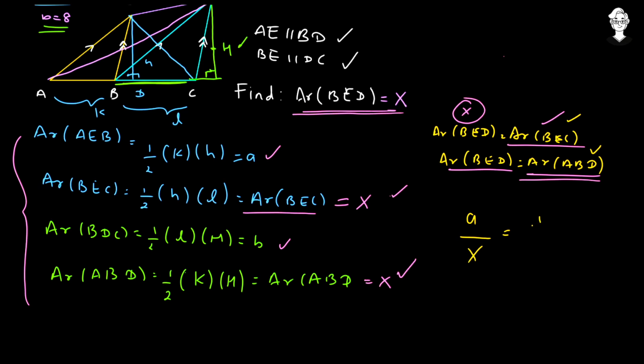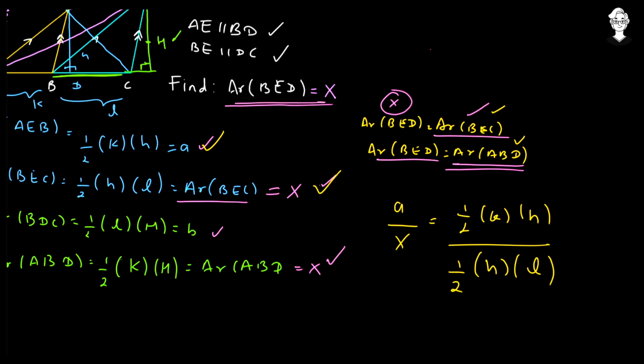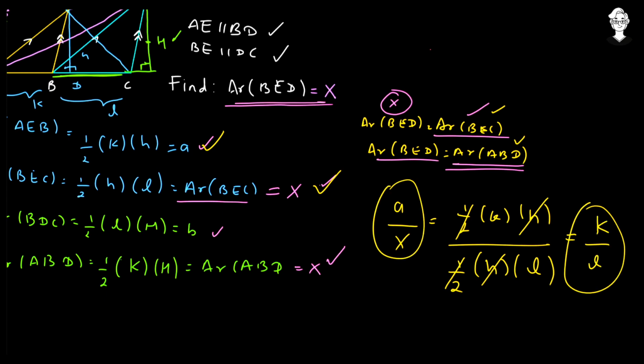So area of A is equal to half of K into its height, that is H, and area of X is half, I'm talking about this and this, so its area is H into L. Now we can see some things are going to be cancelled, that is half and half, H and H. So we get that A upon X is K upon L.